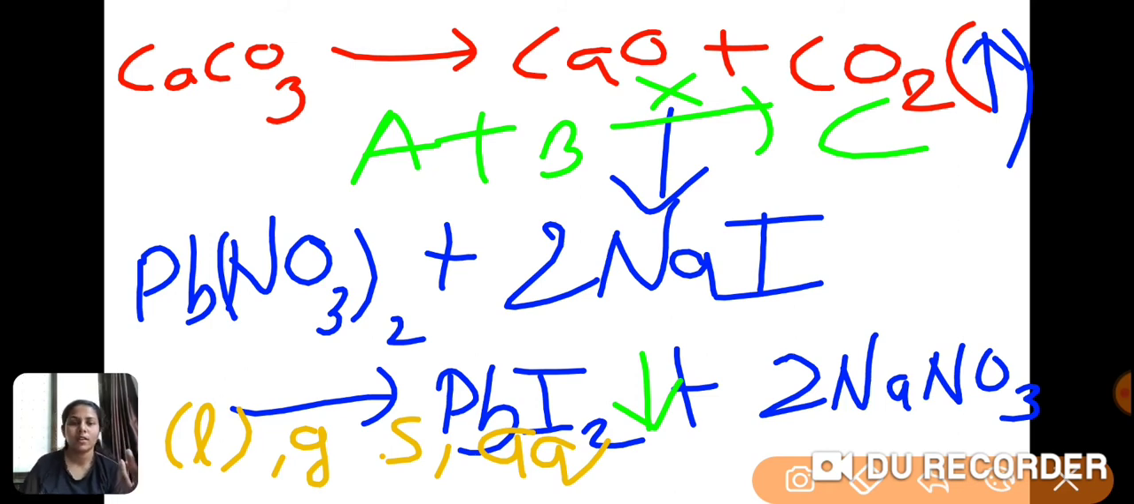So conditions, the first was heat, sunlight and pressure, that we write. Then precipitate is formed, then gas liberation. If gas is liberated, then the arrow is upside, and if insoluble salt is formed, then the arrow is downside. Then catalyst, we have to write the name of the catalyst on top of the reaction. And physical state, we have to write that as well.